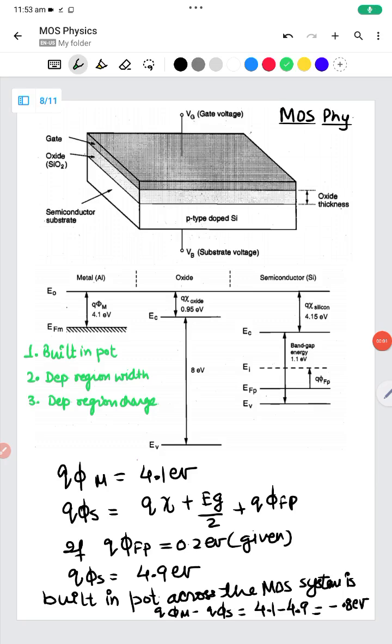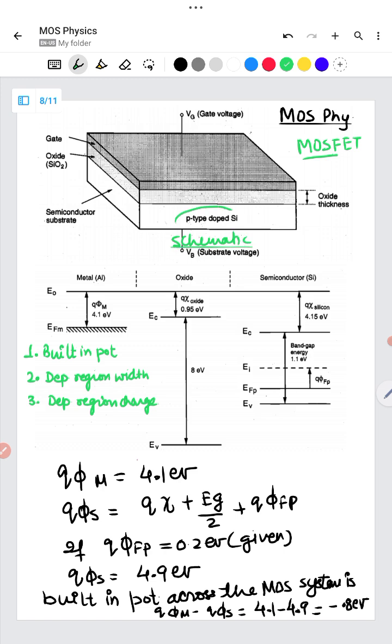In this lecture we are going to discuss the MOS physics. Why is this important? This is important because finally we want to understand the MOSFET. For the MOSFET, the MOS actually is the heart of the MOSFET. So before going to the MOSFET, we need to understand the MOS. This is the schematic diagram of the MOS structure.